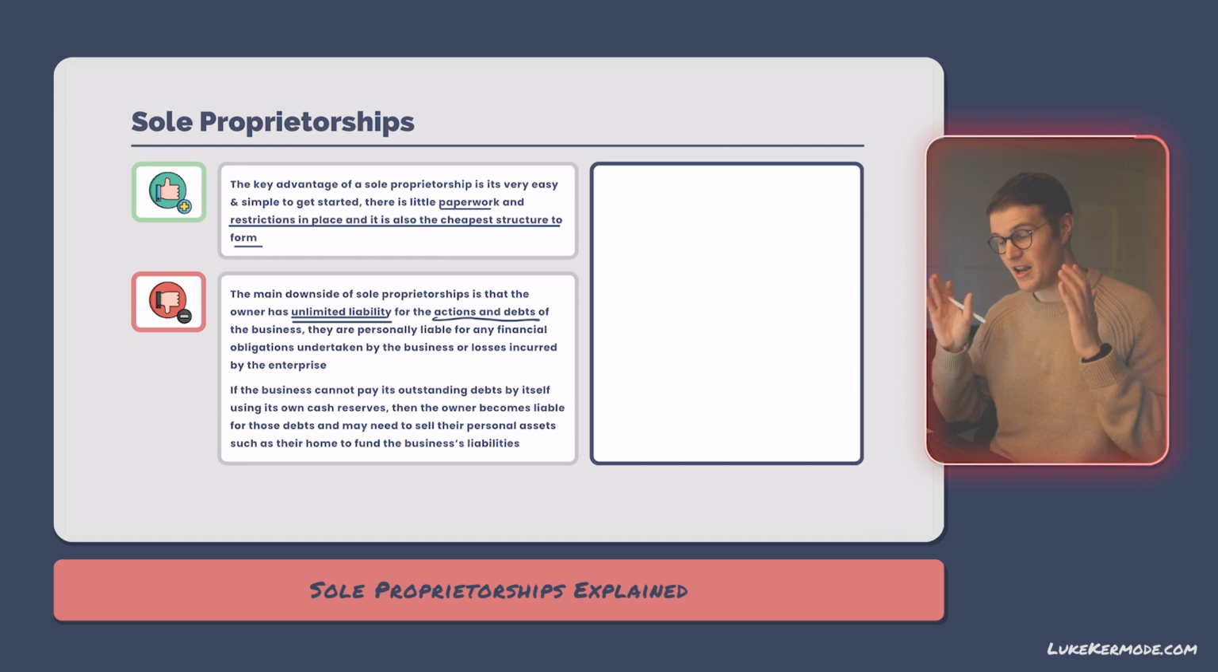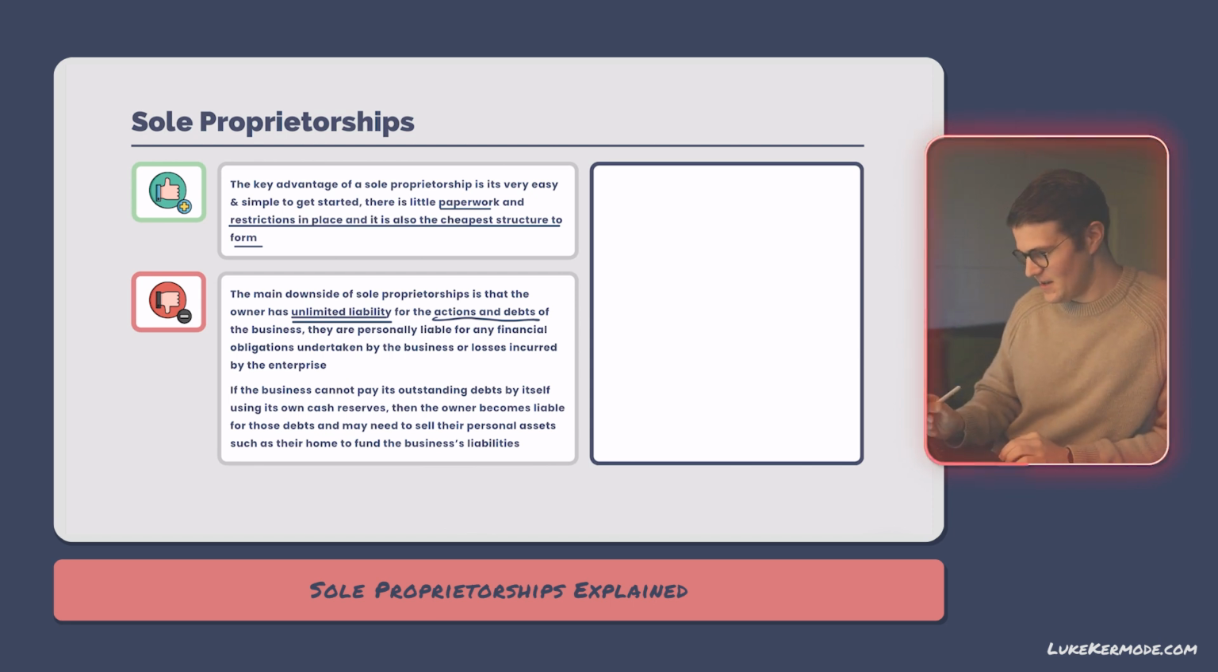So that is a key and really important distinction to be aware of when it comes to sole proprietorships. The business and the owner are one and the same. If the business can't pay its debts, then the owner becomes liable for those debts and may need to sell their personal assets, such as their home or their car, to fund those liabilities.